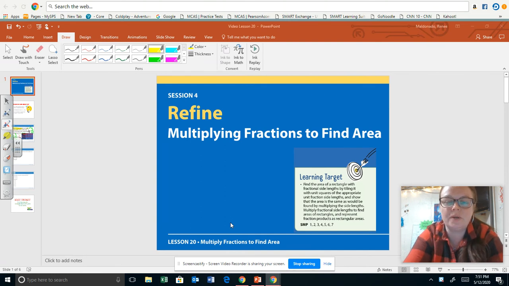It is lesson 20, and the objective is multiplying fractions to find area. If you don't already have pencil and paper, I would pause the video and go get your supplies so that you can practice with me and then try one on your own.